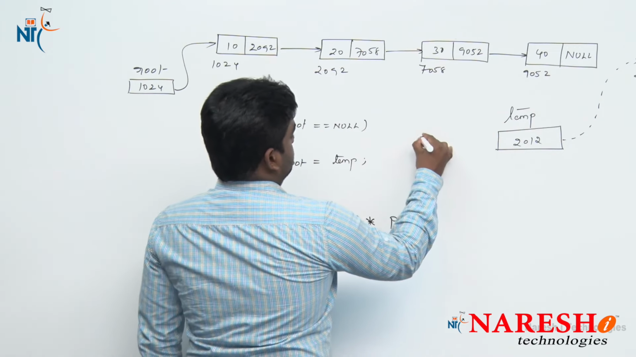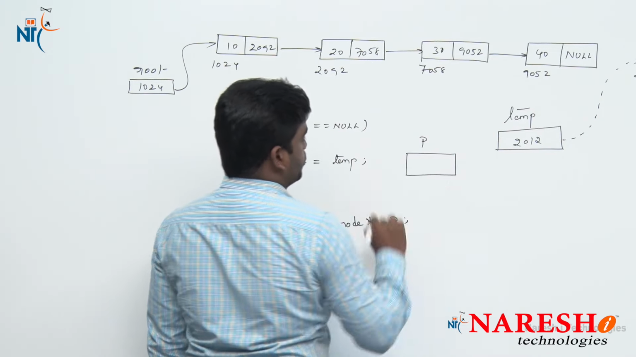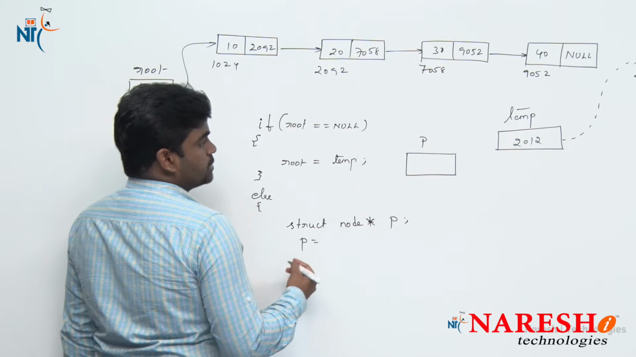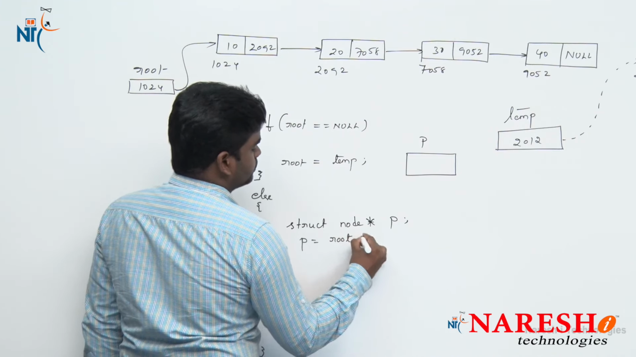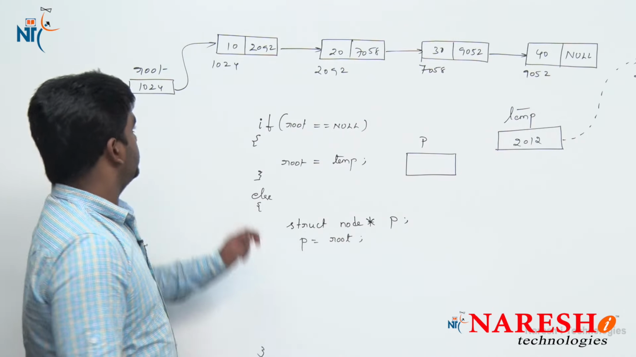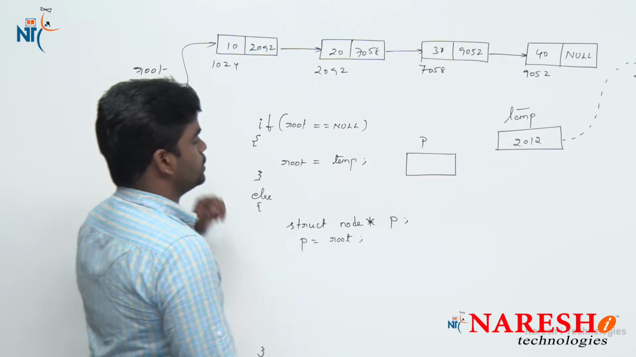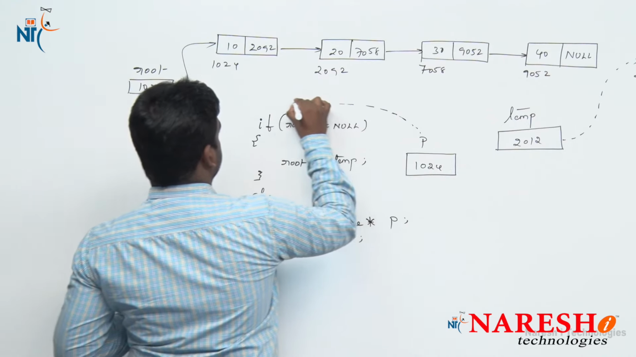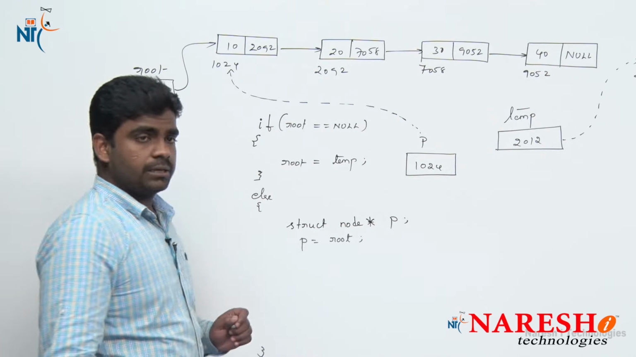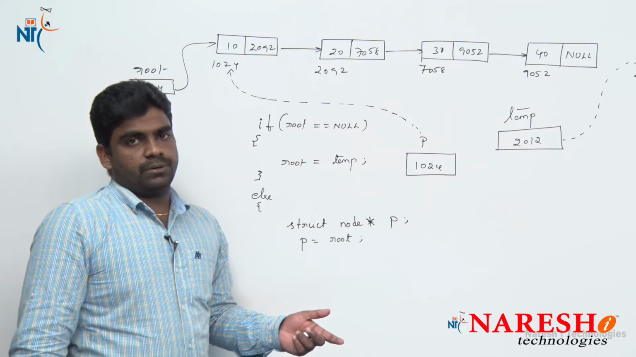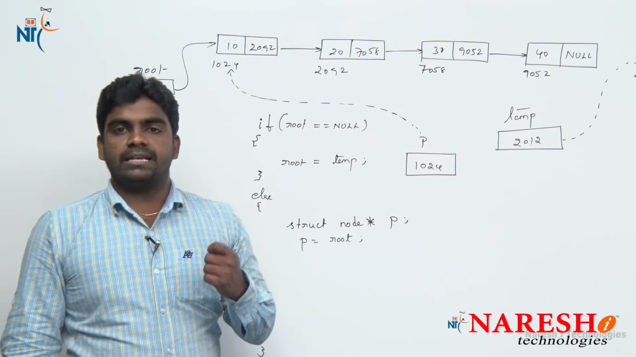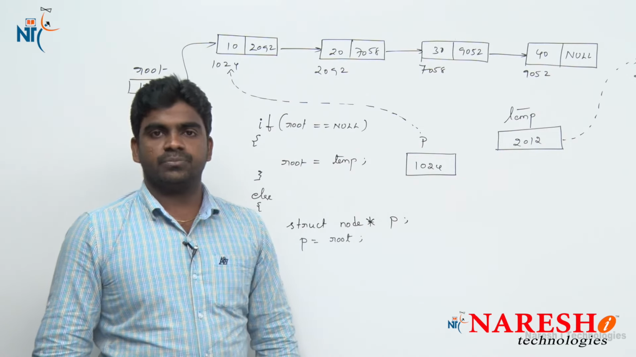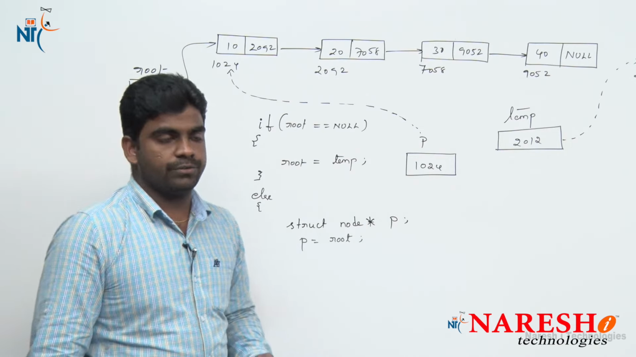P gets memory allocation at some location. It is also a pointer type only. Initially into P we are storing the root value. Here root value is 1024, so 1024 will be stored. So temporarily it is pointing to this one. Why temporarily? Because it is a local variable, a temporary variable. Whenever a function execution has been completed, along with the temporary variable, P variable memory also will be deleted, as it was a local variable.